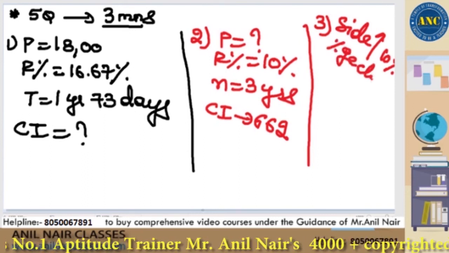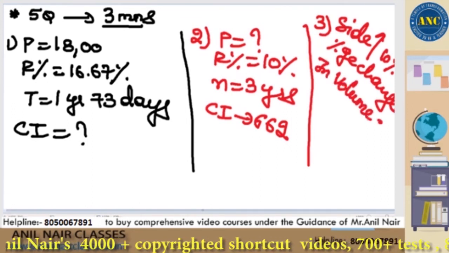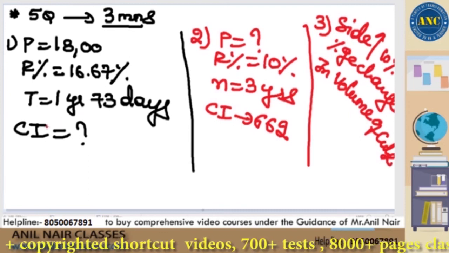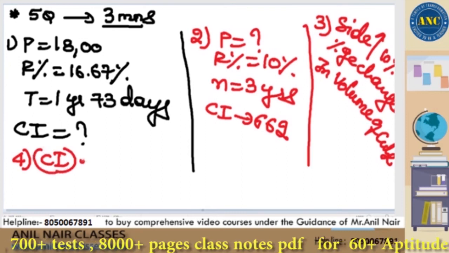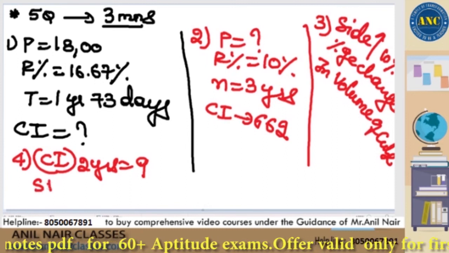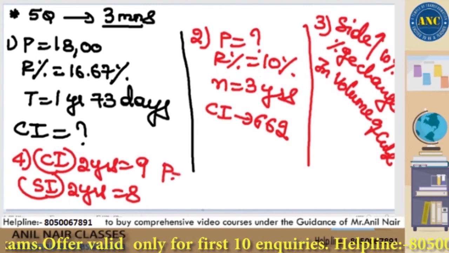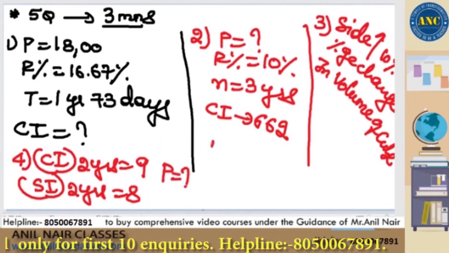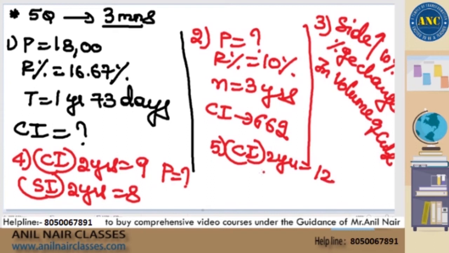Find the percentage change in volume of the cube. Fourth question. Fourth, we discussed a lot of concepts. Now it is time for you to solve. CI for 2 years is 9, SI for 2 years is 8. Find the principal. Fifth question. CI for 2 years is 12, R percentage is 20. Find P.